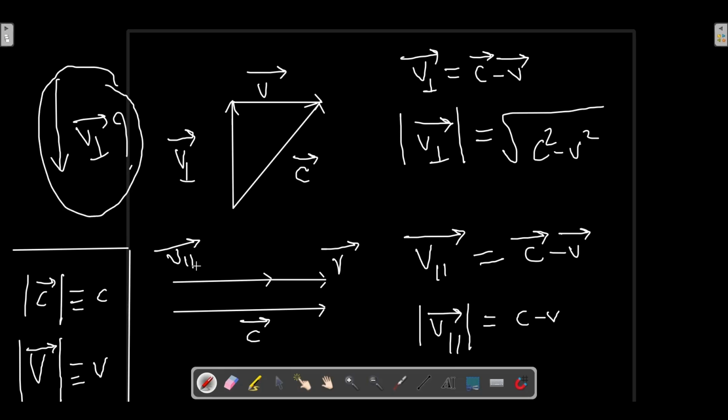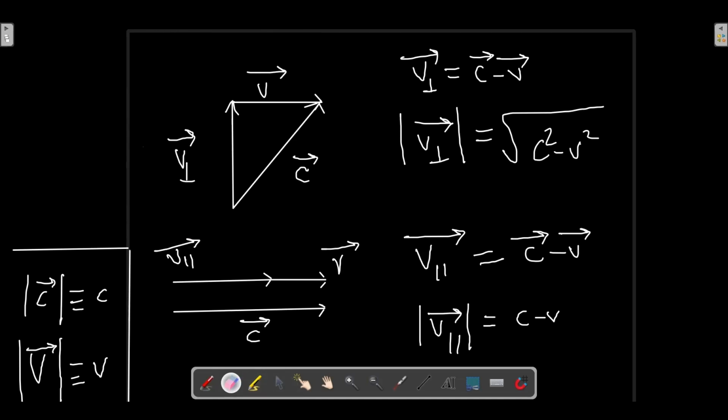And similarly, instead of V parallel being directed in this direction, if the V parallel is directed in the opposite direction, then what will happen? That also one needs to find out. So how to find that out? Let us have a look at the next slide. We will understand this particular concept from the next slide.